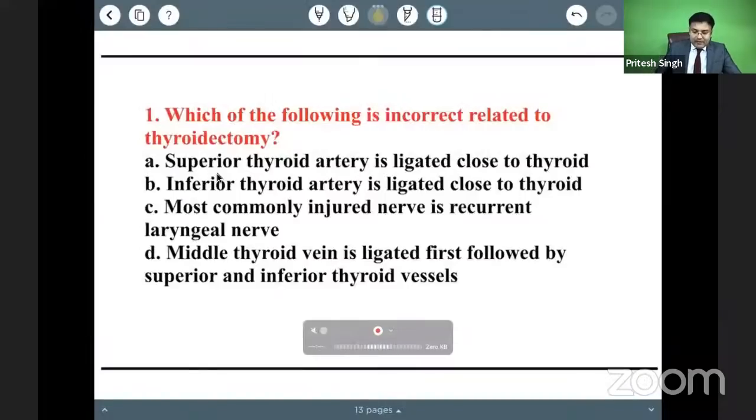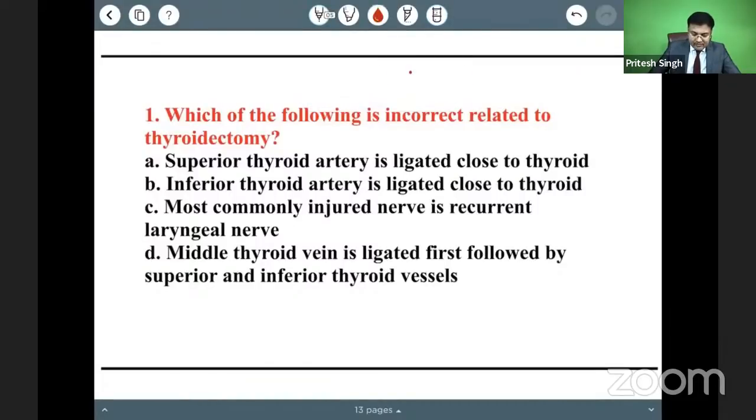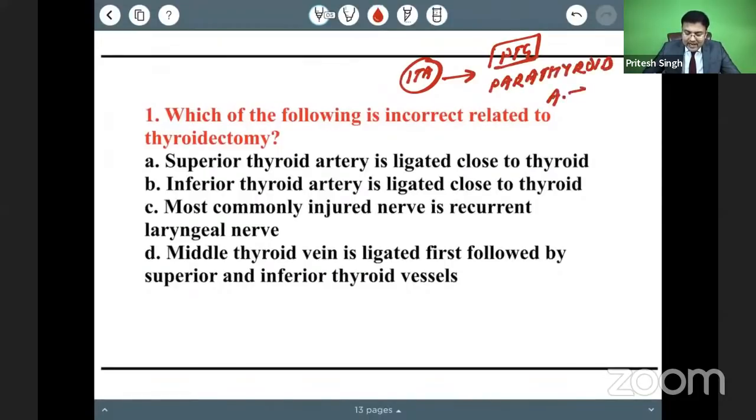Why are inferior thyroid artery or inferior thyroid vessels ligated close to thyroid? Because you know there is a gland, parathyroid gland, and this parathyroid gland is supplied by parathyroid artery. And you know that this parathyroid artery is an end artery. So have a look. So the inferior thyroid artery, why is it ligated close to thyroid? Because there is a branch supplying parathyroid gland. And which artery? It is parathyroid artery.